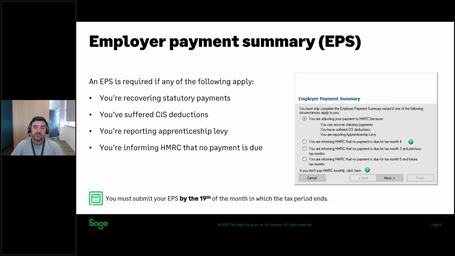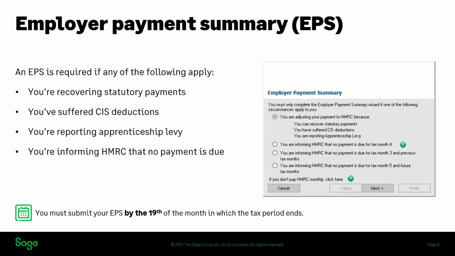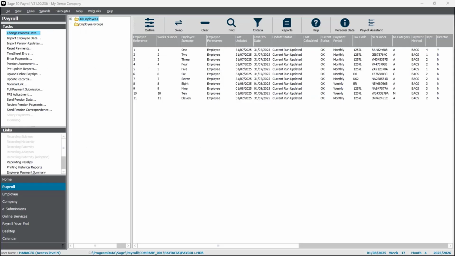So let's now dive into a demo of those two steps. So just bringing the slides down there. Now, first thing I'm going to do is check that I have completed all of my pay runs for tax month 4. So remember that started on the 6th of July and ends on the 5th of August.